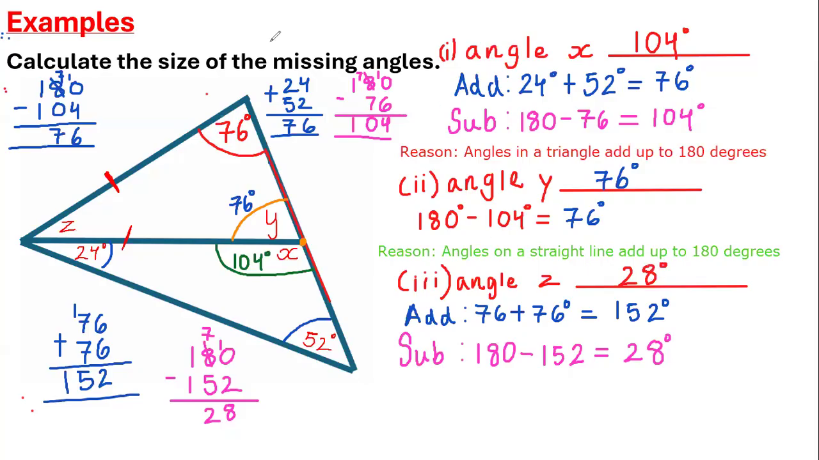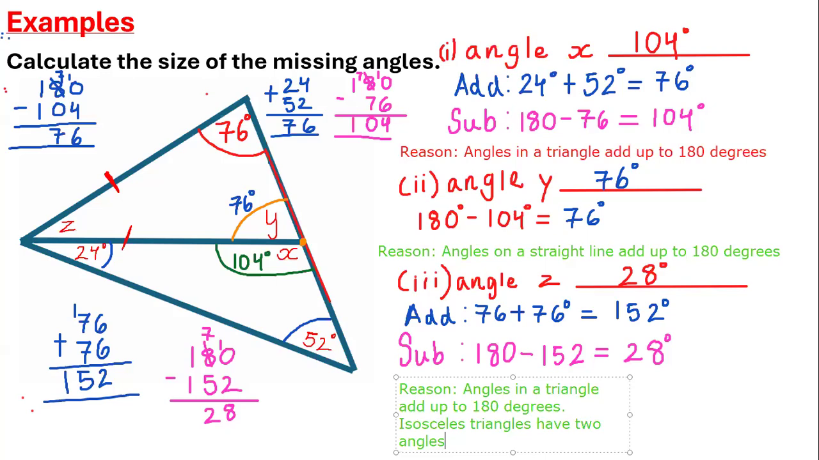And let's go ahead and write down the reason. The reason is angles in a triangle. We could say interior angles of a triangle add up to 180 degrees. Also, we could say that isosceles triangles have two angles that are equal. And that's how we could do that.